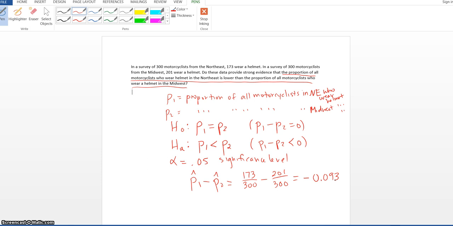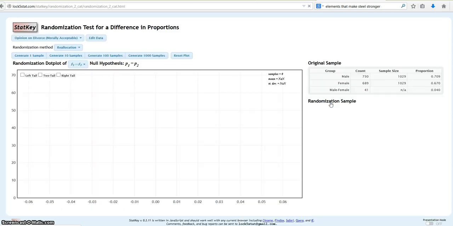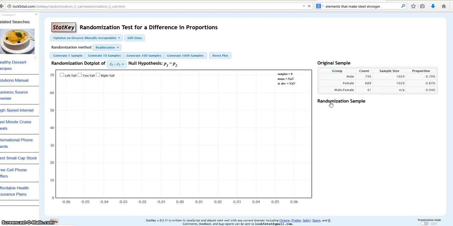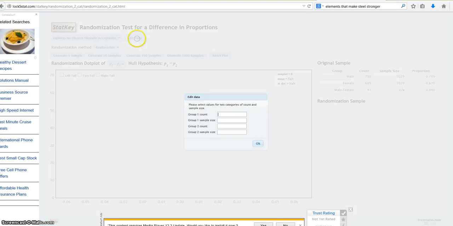Okay, now in order to find a p-value, we're going to need a randomization distribution, and we're going to get that in StatKey. Here we are in StatKey. We are trying to do a randomization hypothesis test, so we're going to be working over in this area. Since we're looking at a difference in two proportions, we're going to click on Test for Difference in Proportions. Now, in this test, the null hypothesis is always going to be that the proportions are equal, so we don't need to change that. What we do need to change is the original sample data. We need to make it match with ours. So we're going to edit the data.